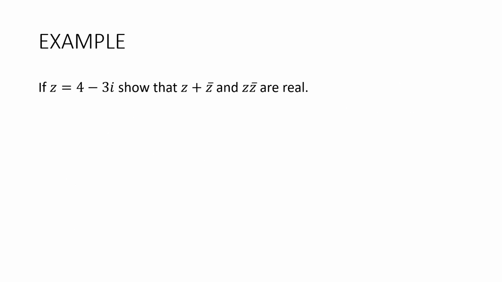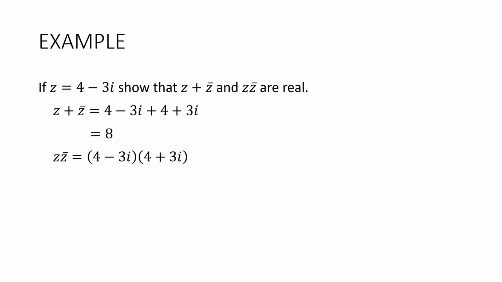Here's an example. If z is equal to 4 minus 3i, show that z plus its conjugate and z times its conjugate are real. So z plus its conjugate is 4 minus 3i plus 4 plus 3i, which is equal to 8. And z multiplied by its conjugate is 16, take away 3i squared, which is 16 plus 9, which is 25.